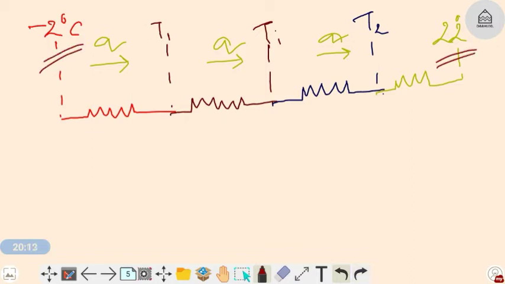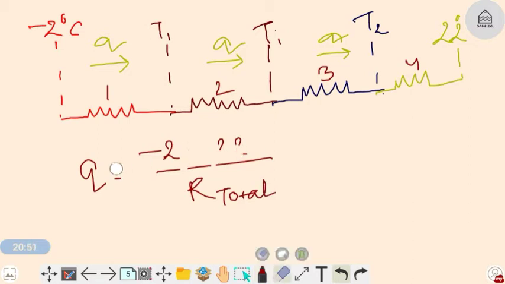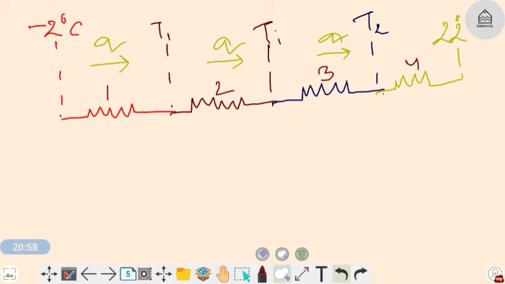Then I can write the heat transfer Q equal to the temperature difference between -2 and 22, divided by the resistance. First resistance, second resistance, third resistance, fourth resistance, it is R total. I need to write the sum of all of the resistances. Now I will write one by one.